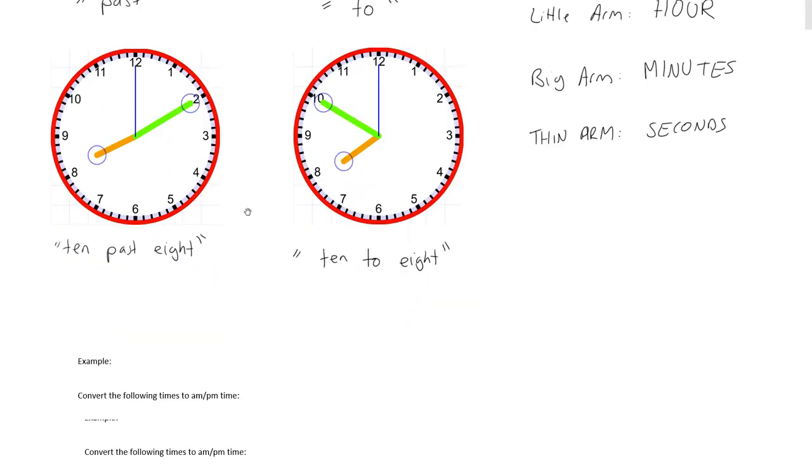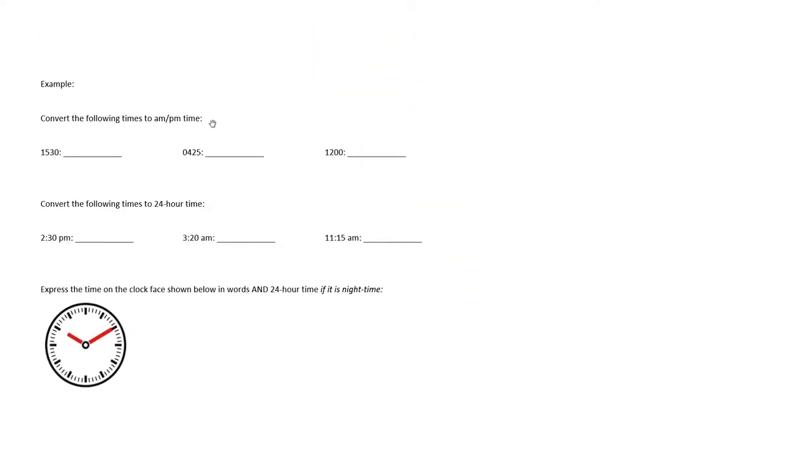Anyway, moving on. Let's look at our examples today. In our examples, it says we need to convert the following times to AM PM time and convert the following times to 24-hour time. So AM and PM, you might have heard of this before, you might not have. AM stands for antemeridian, which is a fancy way of saying morning. PM stands for postmeridian, which is a fancy way of saying the afternoon.